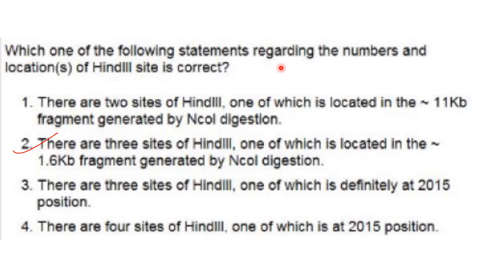Which of the following statements regarding the numbers and location of HIN3 site is correct? There are 3 sites of HIN3, one of which is located in the 1.6 kb fragment generated by NCO1 digestion. That is correct. So the answer here is option 2.